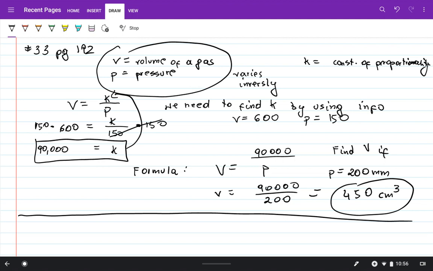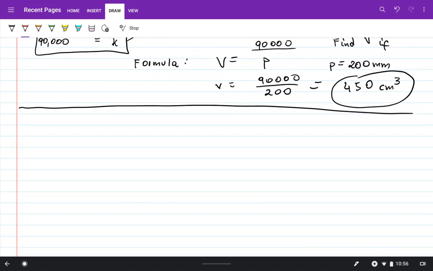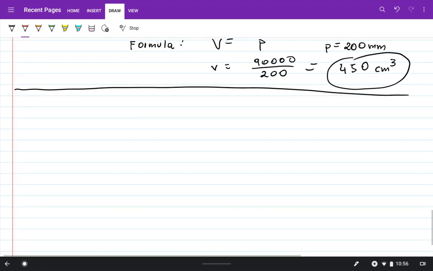Okay, so hopefully you guys feel all right so far with those problems. There are two more different types of variations, so let me introduce them. Next one will be joint variation. Joint variation, that's the one which has more than two variables.